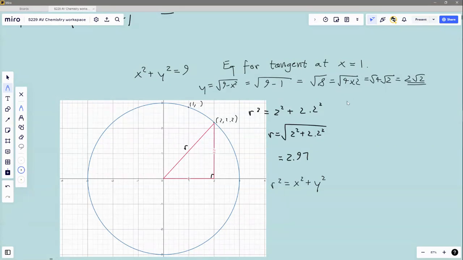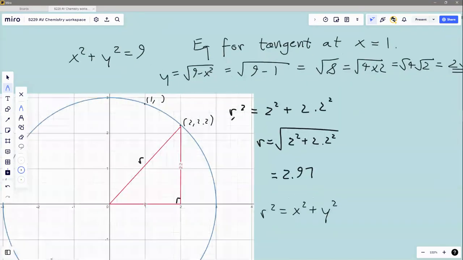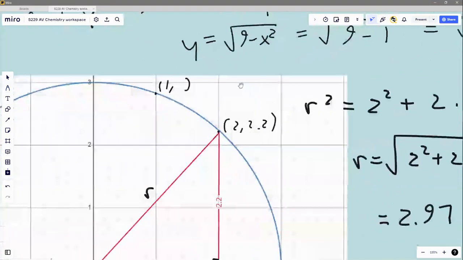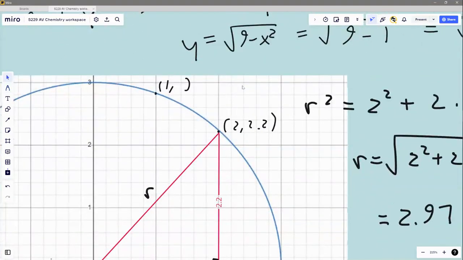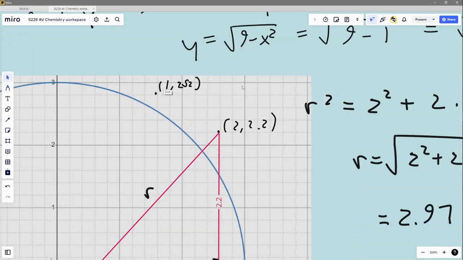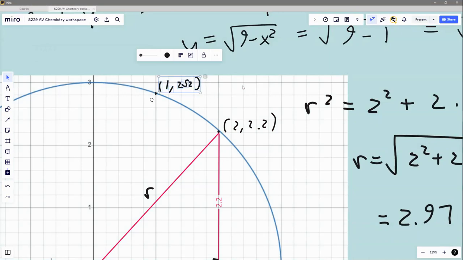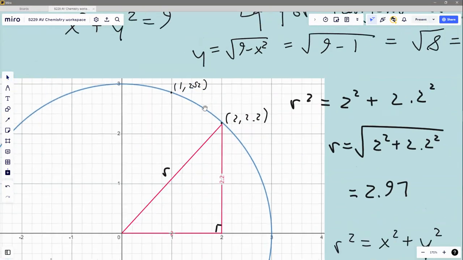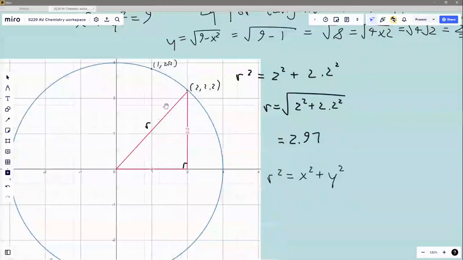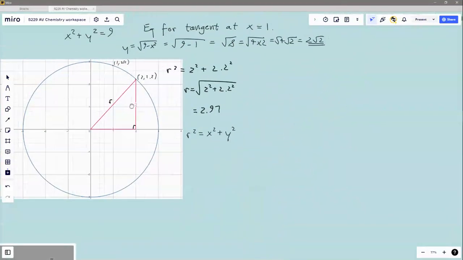So now we can say the coordinate, which we'll leave as a surd, is 2 root 2. Okay, so 2 root 2. So we're trying to produce a tangent to the circle at that point.